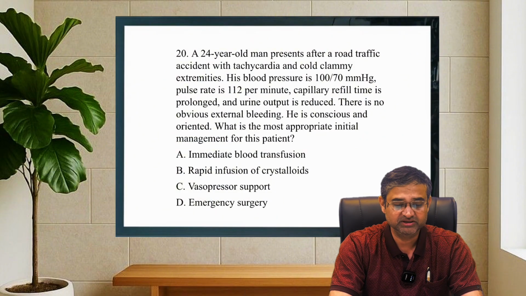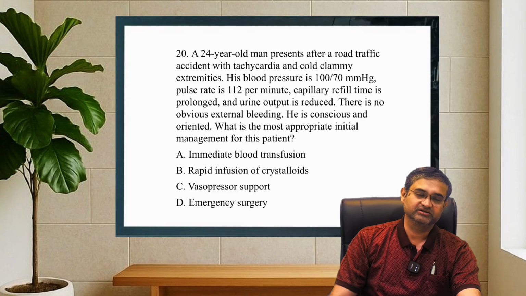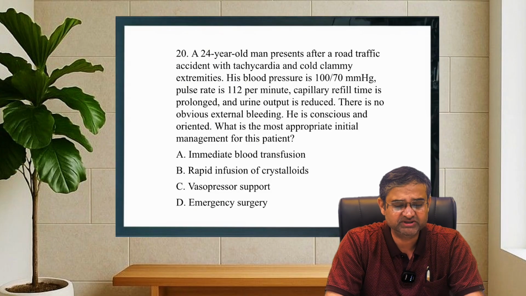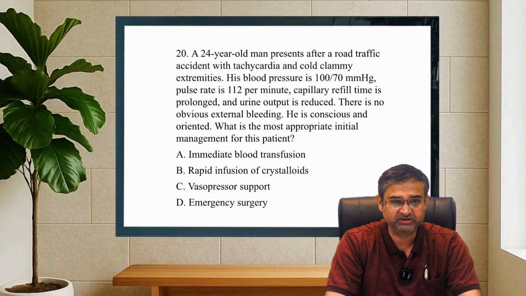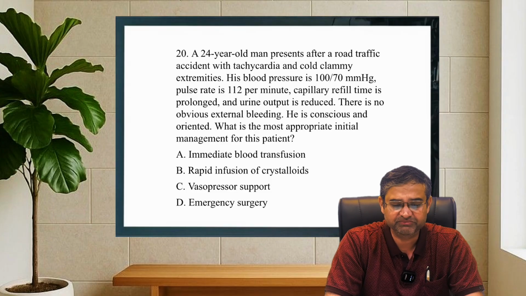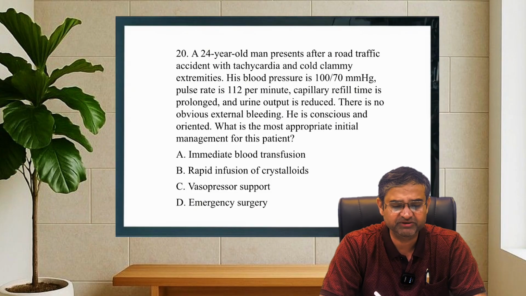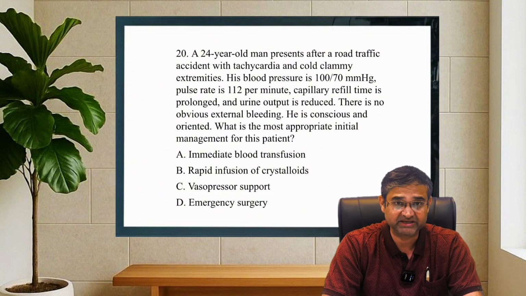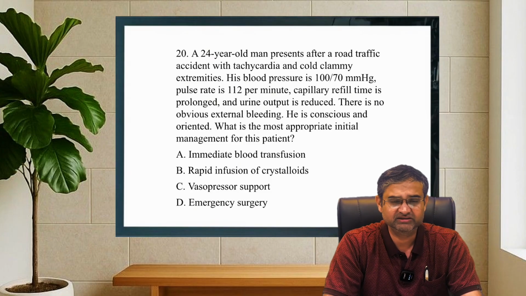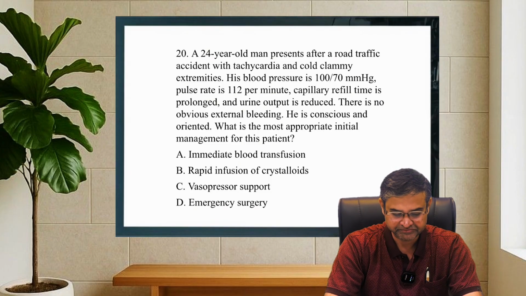Option A is immediate blood transfusion. Option B, rapid infusion of crystalloid. Option C, vasopressor support. And option D is emergency surgery. So, the answer for this question is rapid infusion of crystalloids. And you have to remember that in each and every patient of shock or hypotension with some accident, we have to infuse crystalloid as early as possible, secure an IV line, and start giving infusion of crystalloids.